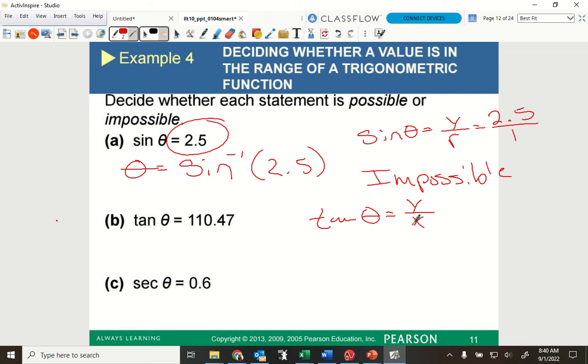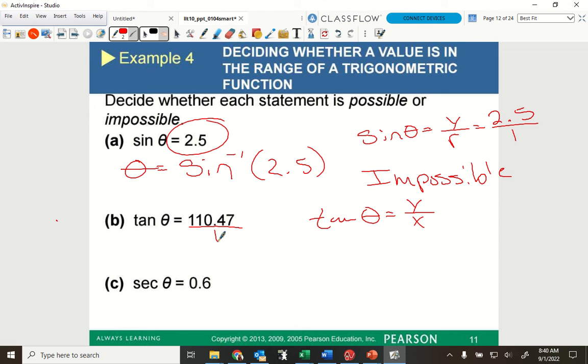Can I write this number as a fraction? 110.47, can I write that as a fraction? I would put that over 1. So in this case, my y value is 110.47 and my x value is 1. Is that possible or impossible?